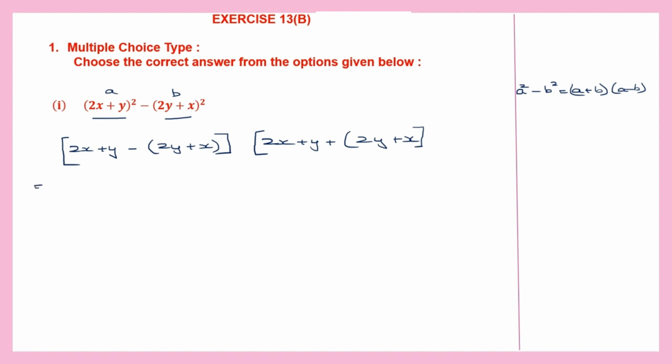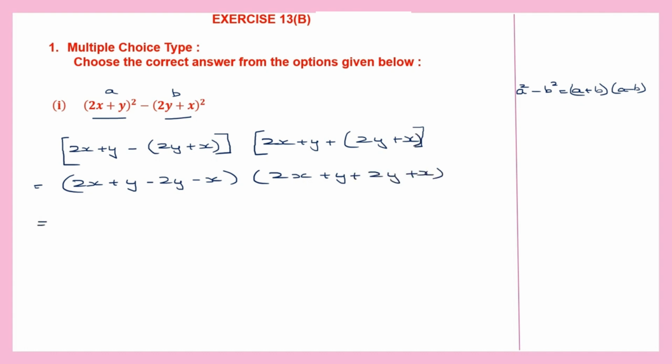Now let's open the brackets here. So this becomes 2x plus y minus 2y minus x. So this will be one set, and here into, open the brackets here, 2x plus y plus 2y plus x. Okay, so here we've got that.